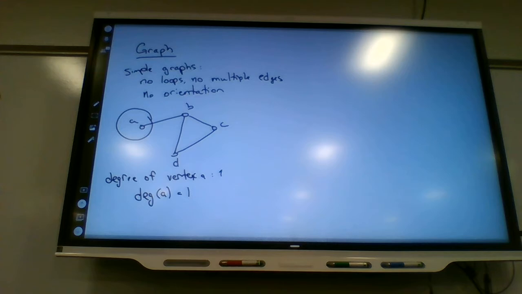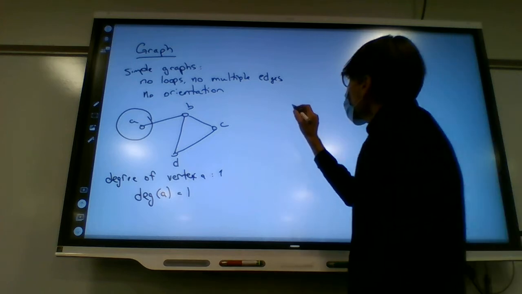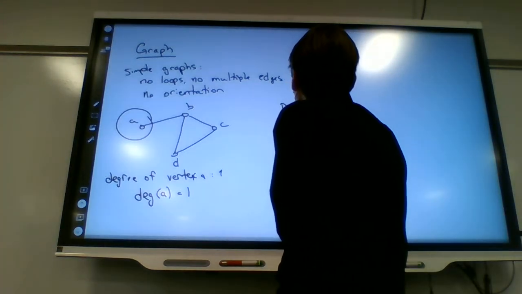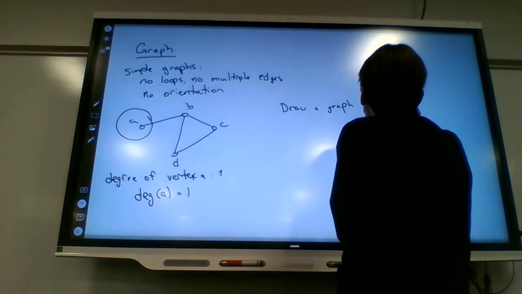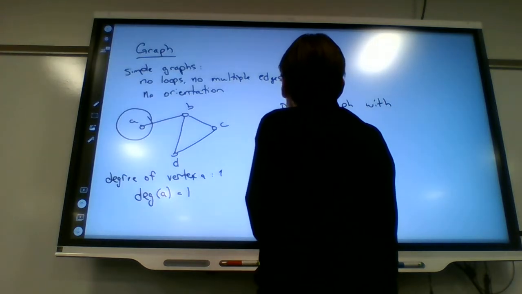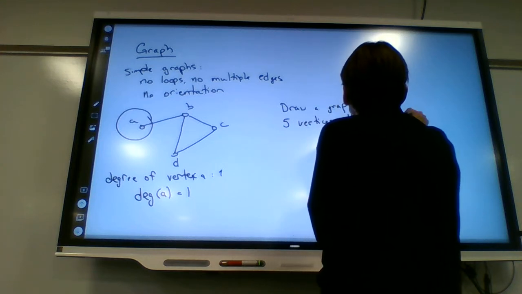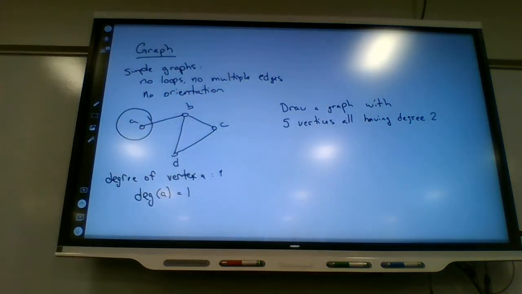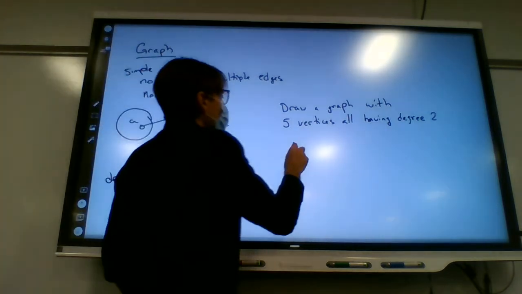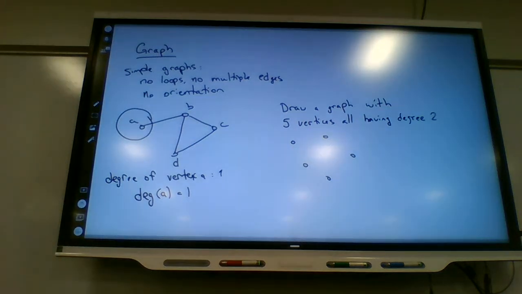Okay, so let's draw a graph with 5 vertices all having degree 2. And again, when we say graph, we mean a simple graph.